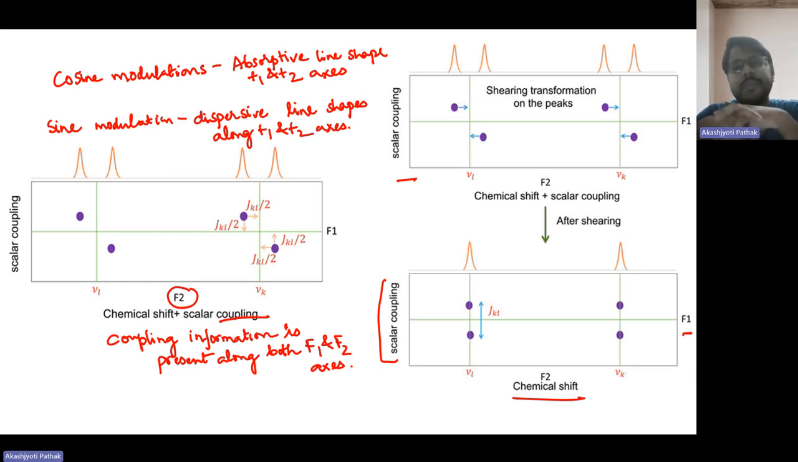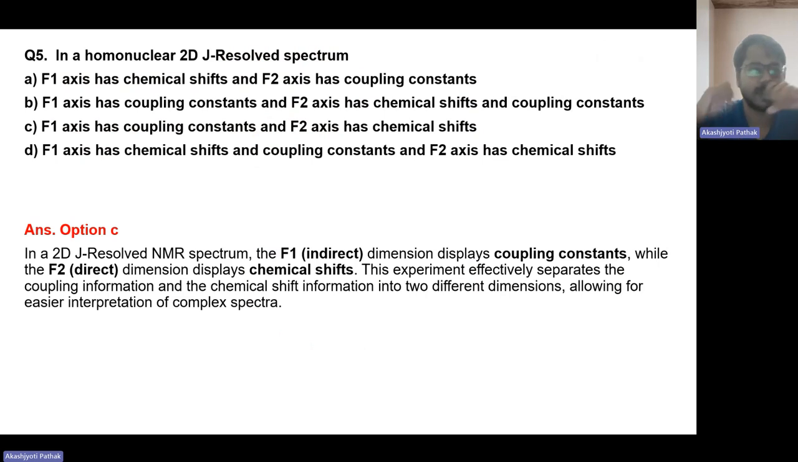So yeah, you do the shear transformation on this. Otherwise, in the F2 axis, there is both chemical shift and scalar coupling information. Now, when you perform the shearing transformation on the peaks, you get the chemical shift information on the F2 axis. Okay. Yeah. So the correct answer is option C. That is, the F1 axis has coupling constants and F2 axis has chemical shifts. Right. Just now we saw after we apply the shear transformation.